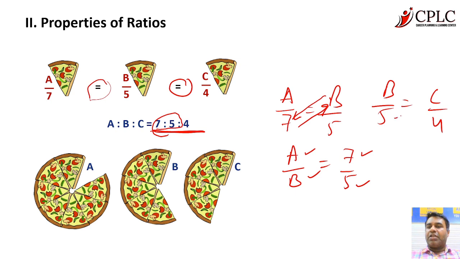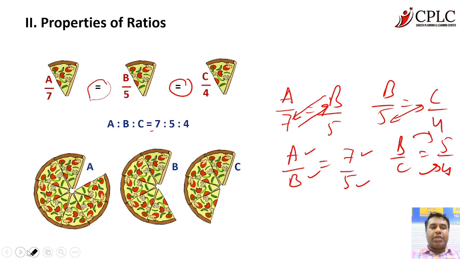If I interchange C and 5, this will become B by C is equal to 5 by 4. So again B and C is 5 is to 4. Okay, so are you getting my point? So basically what is happening here is that we are finding the ratios. Even if you go in the form of the mathematical expression, you will get the same answer.